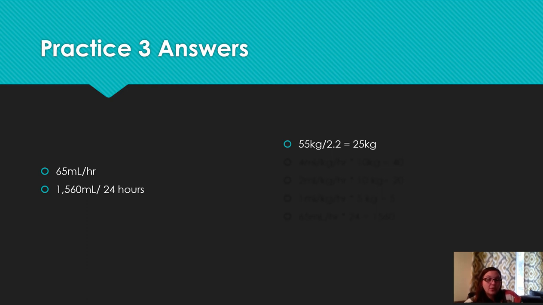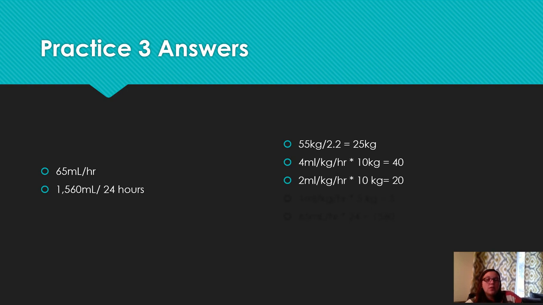So 55 pounds divided by 2.2 gives you 25 kgs. This is how I set this up. 4 mLs per kg per hour times 10 kilograms is 40. Then 2 mLs per kilogram per hour times the next 10 kilograms gives you 20. Now we're at that 20, so for the next 5 kilograms, you're doing 1 mL per kilogram per hour times 5 kilograms, which gives you 5. If you add all those up, 40, 20, and 5, 40, 60, now we're at 65.